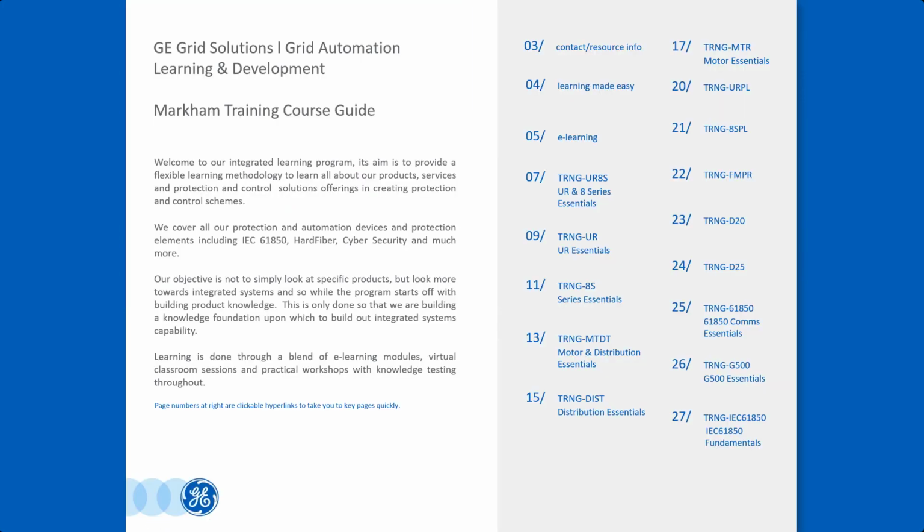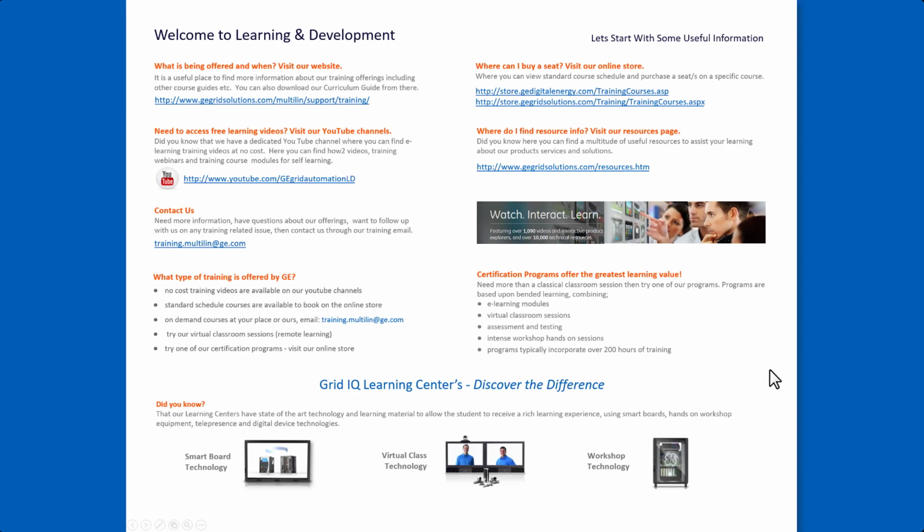If we jump to the next slide, we have a compendium of hyperlinks that will allow you to jump to the direct slide related to the course you're interested in. So for example, if you're interested in G500, you could click on this hyperlink and it'll take you right to the slide. The next page in the guide has a ton of links to key information that will help you go directly to the website, to our YouTube channel, to contact us at training.multilin if you wanted to book an on-demand type course. So just a lot of great information on this slide.